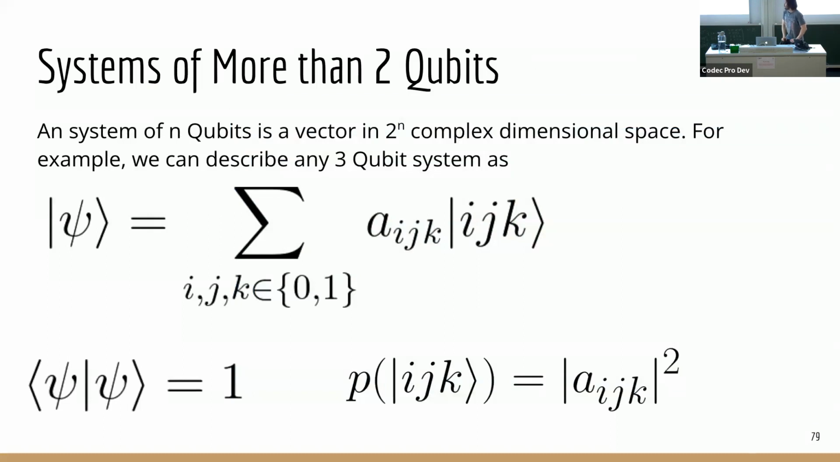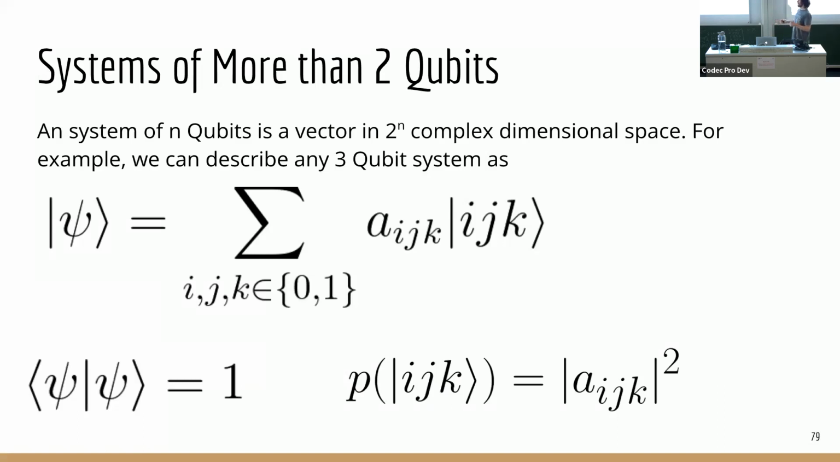So for systems of more than 2 qubits, we can take the lessons that we've learned so far and use them to generalize even further. If you recall, if we had 2 qubits, we had a vector in a 2 to the 2 complex dimensional space. But as we grow and have an arbitrary n number of qubits, we have a vector in a 2 to the n complex dimensional space.